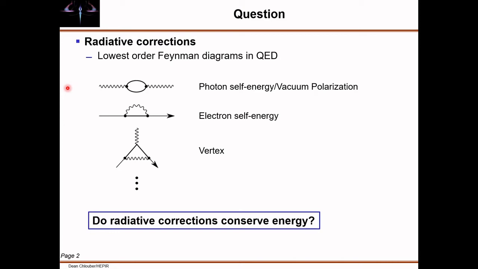Back when I was a graduate student, I was studying quantum electrodynamics. And I walked into my advisor's office one morning, and I mentioned to him that it looked to me like radiative corrections did not conserve energy. Well, do they?